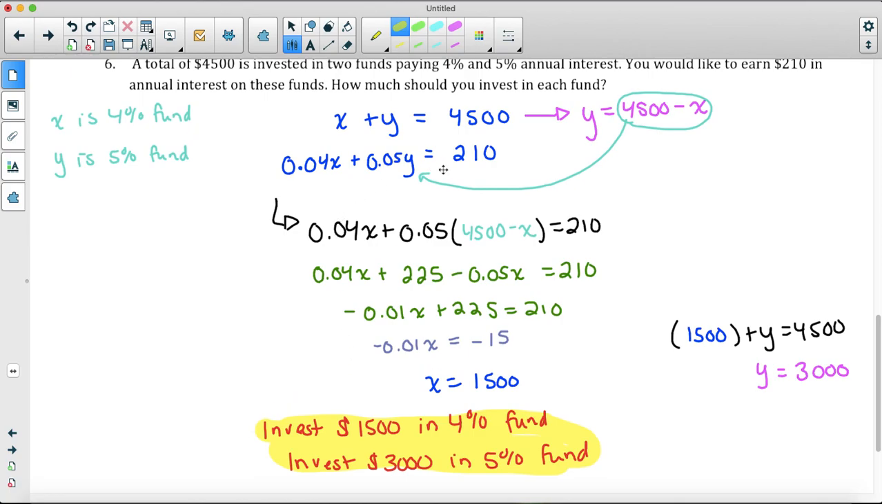So we had to be careful on that second equation to make sure that we had the 4% represented and the 5% represented to find the actual amount of interest. Percents should always be rewritten as a decimal so that we don't see the percentage anymore.